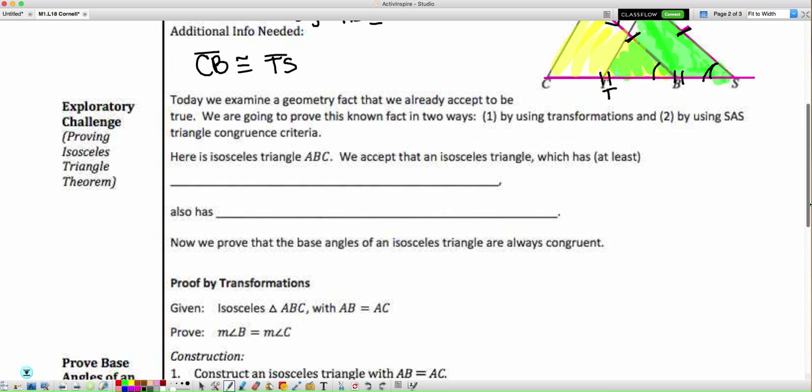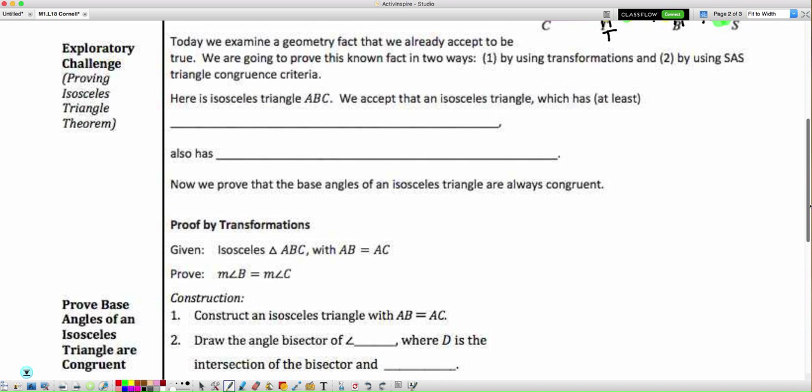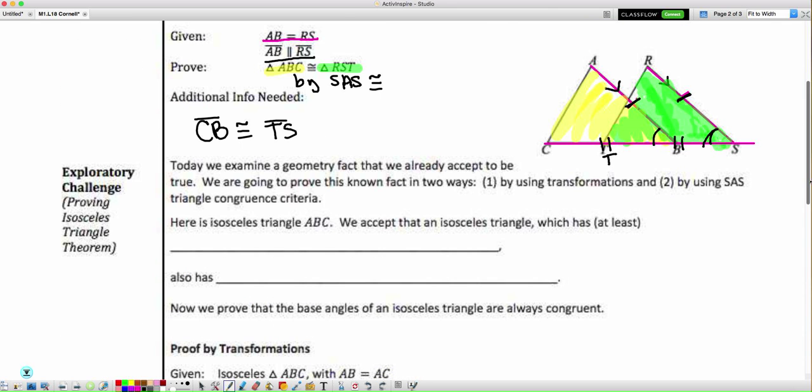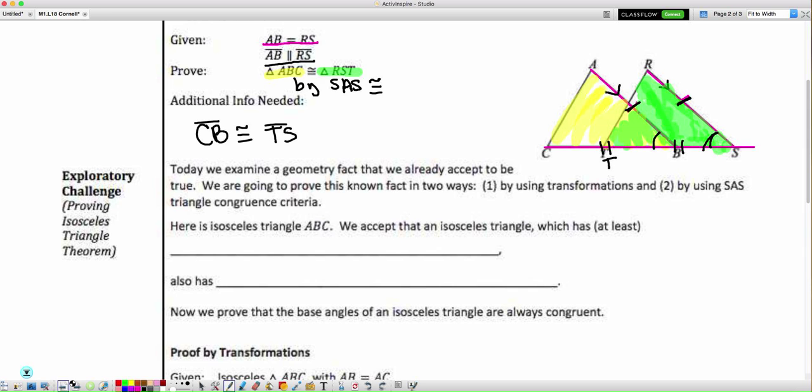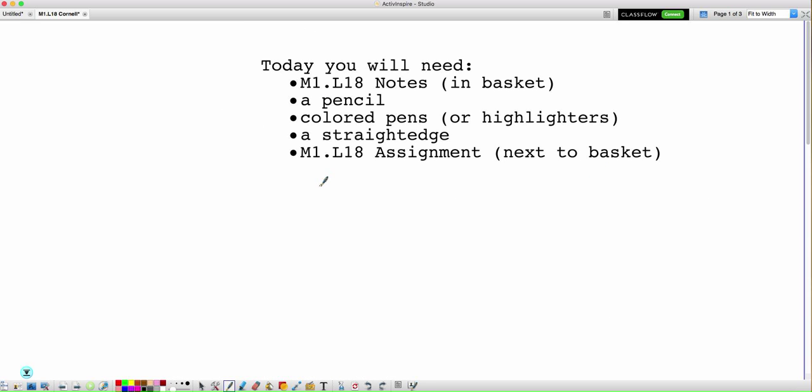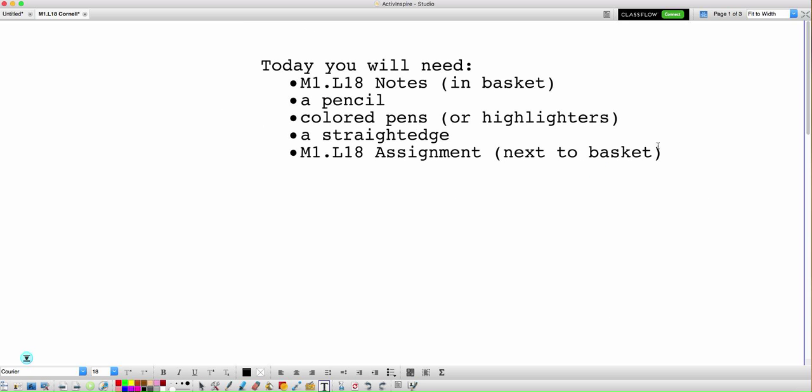So today we examine a geometry fact, and actually I should have had you get a compass. Sorry. Let's go back and change that. You will also need a compass, so if you need to pause this to grab a compass, you can do that.